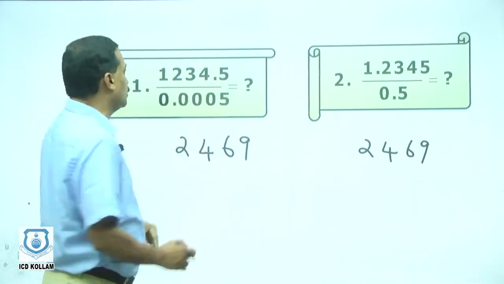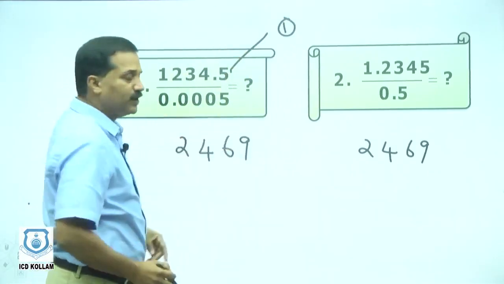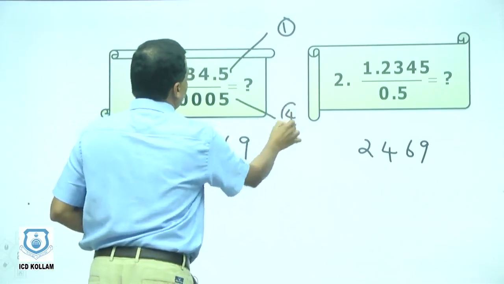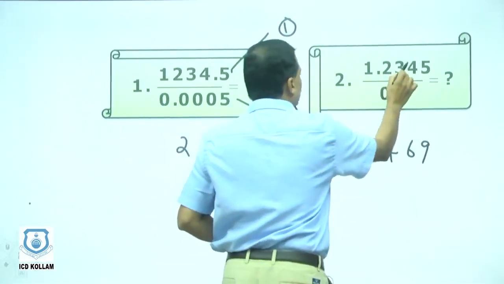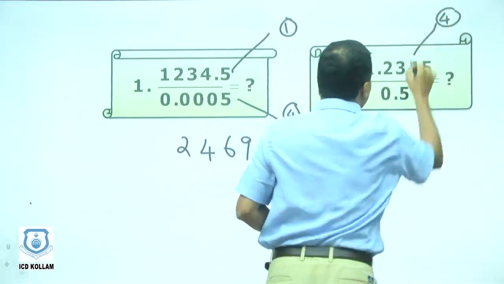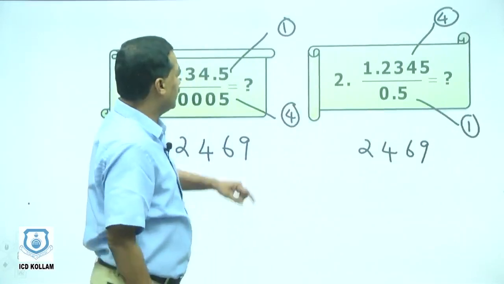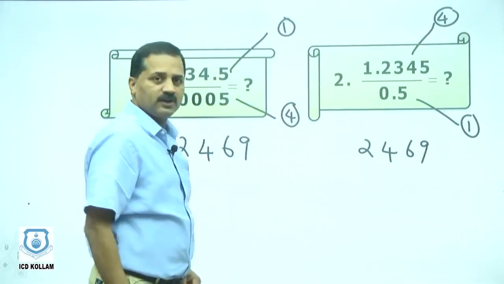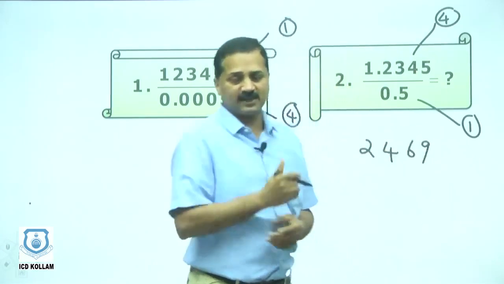How many decimals on the numerator? 1. How many decimals on the denominator? 4. Here how many on the numerator? 1, 2, 3, 4. Denominator 1. Take the difference. 1, 4, difference is 3. Here also 4, 1, difference is 3.